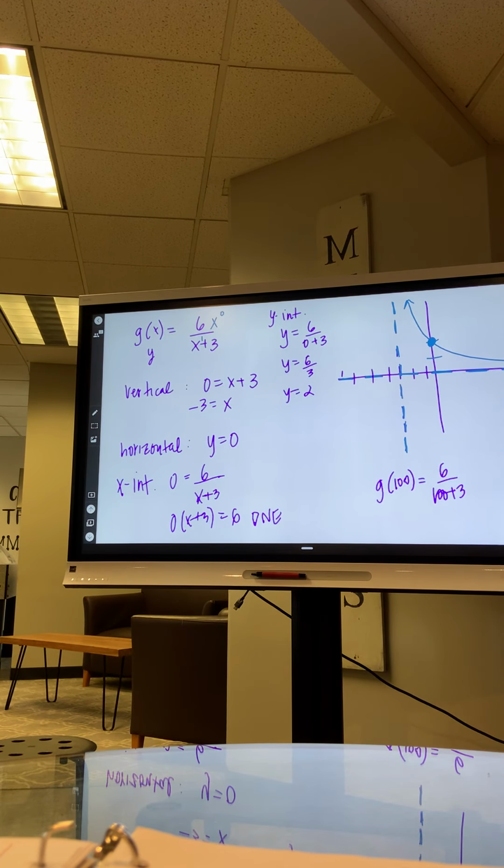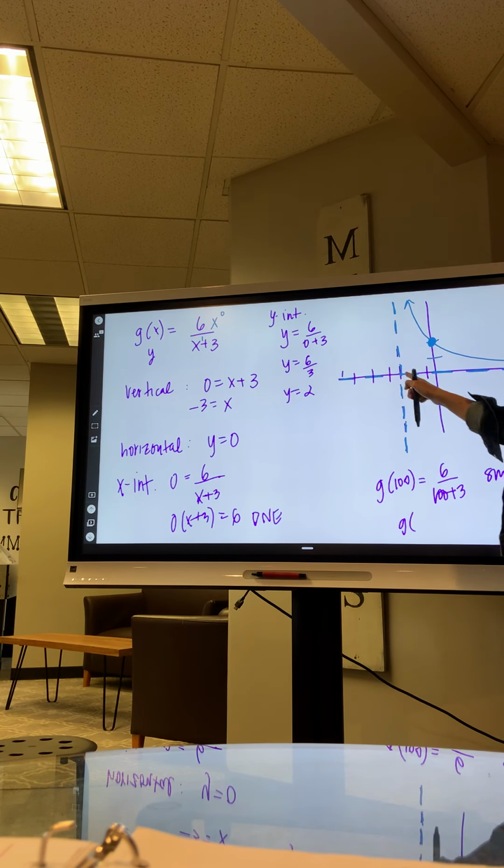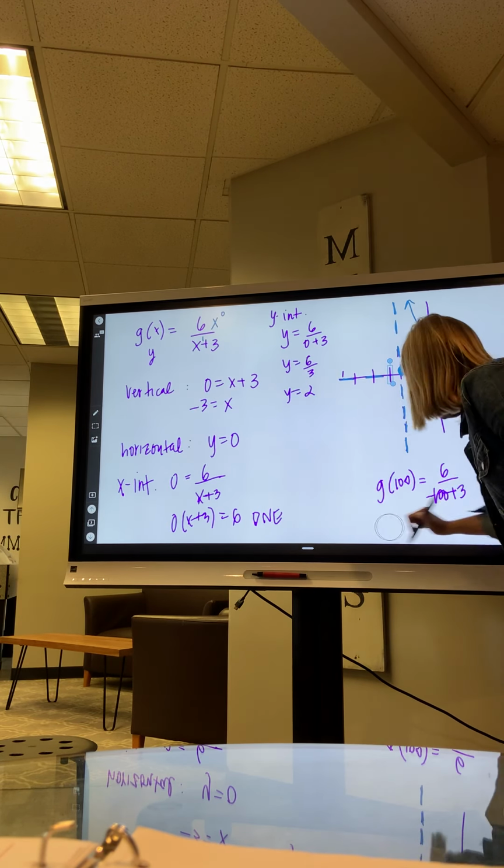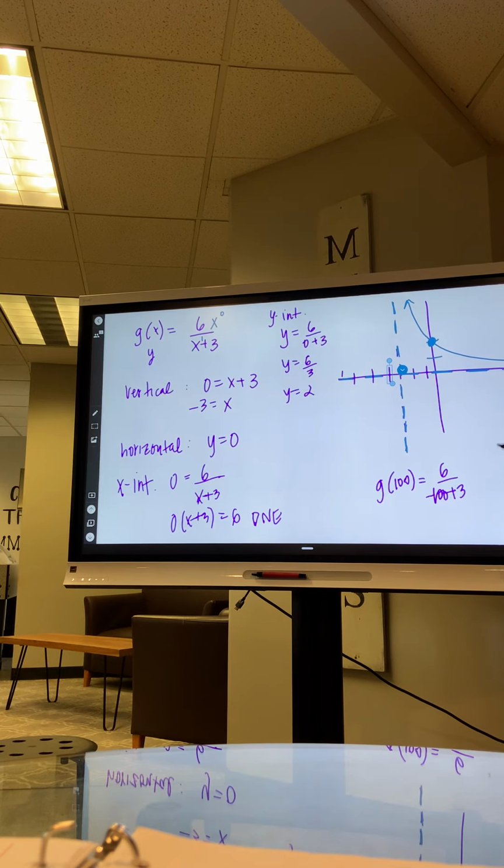Is it negative? No. Okay, so it's a small decimal. That doesn't mean it's negative. It means it's really small. What about g of -5? I'm sorry, I meant to do -100. -100 would be a small negative decimal, right? Yeah. That's what I was saying.